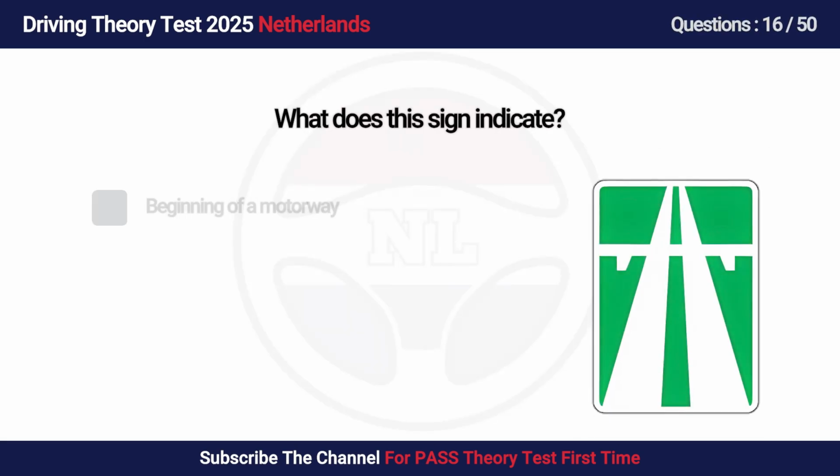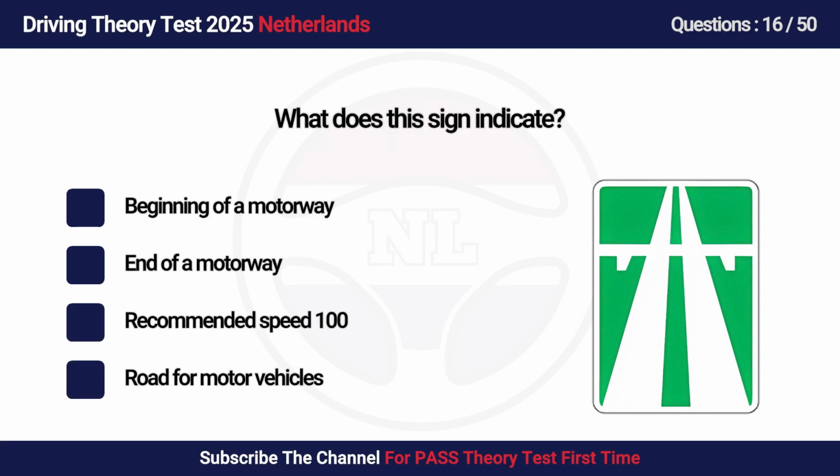Question 16. What does this sign indicate? A. Beginning of a motorway. B. End of a motorway. C. Recommended speed 100. D. Road for motor vehicles.